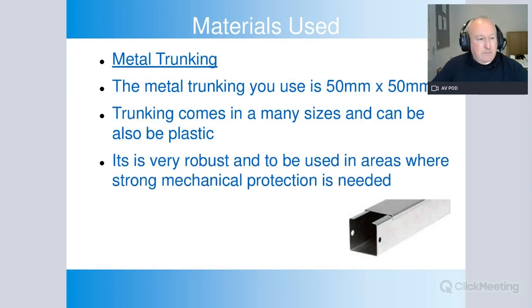Metal trunking. You'll be using this size metal trunking, which is 50 mil by 50 mil. You'll be cutting it to the relevant size, drilling holes in it, and also making a lid with a nice end cap on the end. This is to install your singles cables, where your metal trunking and metal conduit will be attached to. It comes in lots of different sizes. It also comes in plastic, which you'd use in a domestic environment. Just like the metal conduit, you'd use it where you need a bit more robust mechanical protection.